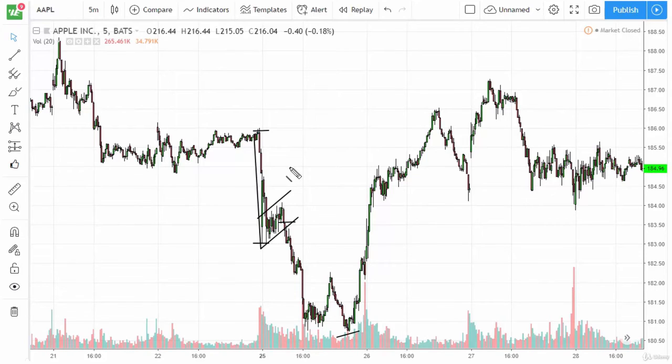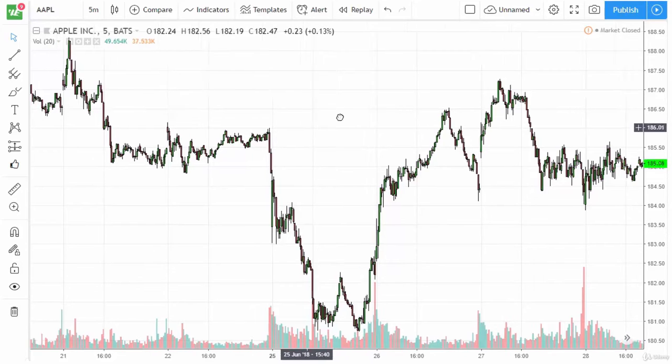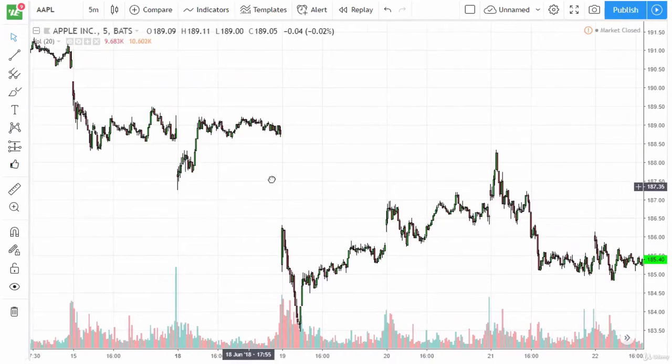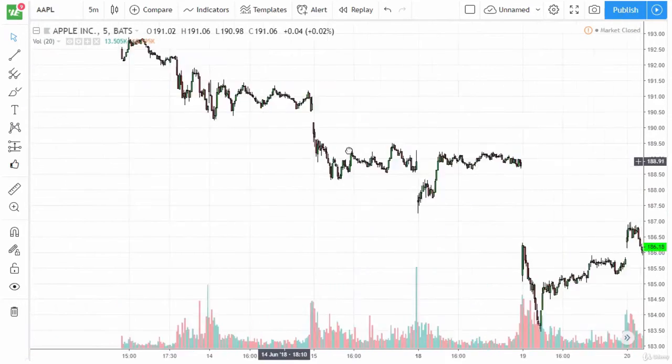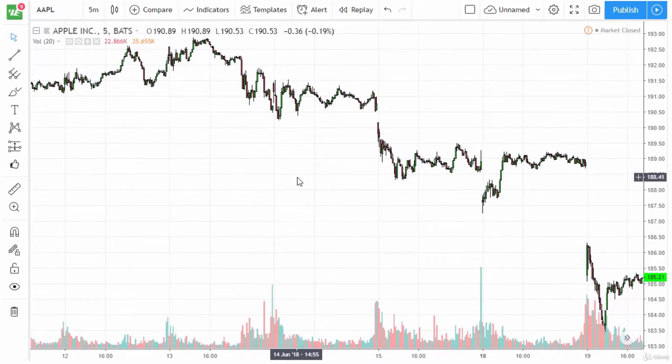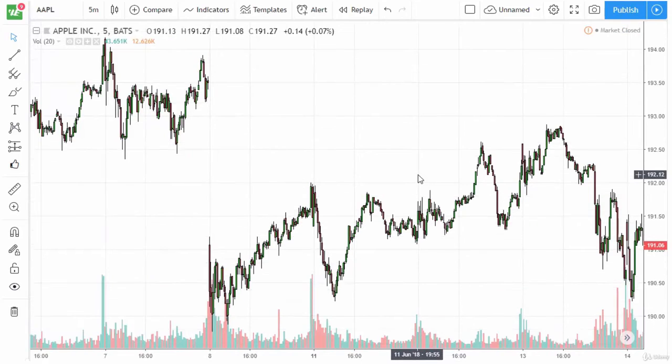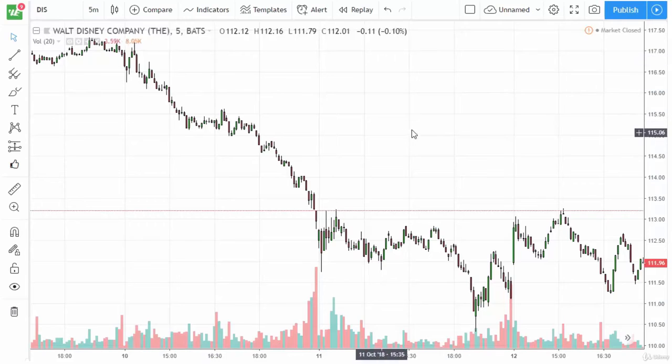Now, that's a pretty clean example. There are other messier ones, but the idea of a flag is you want it to be as obvious as possible because you do want other people jumping in. The more obvious a flag is, the more people are going to say, hey, I want to trade that. Then it works in your favor.